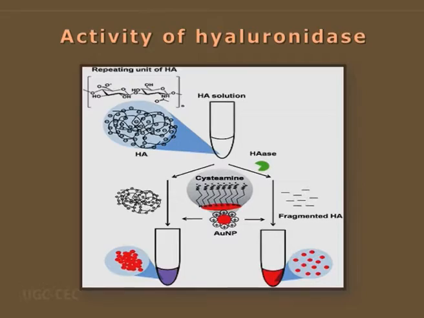The activity of the hyaluronidase can be tested in the laboratory by first taking HA solution, which is the hyaluronic acid solution, then adding these toxins and seeing whether they fragment it or not, and then adding a reagent which will give a particular color. So we can have a colorimetric-based assay to test whether the hyaluronidase is produced by the organisms or not.